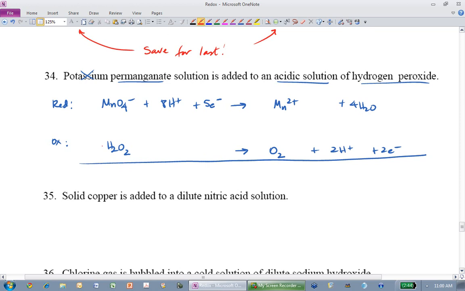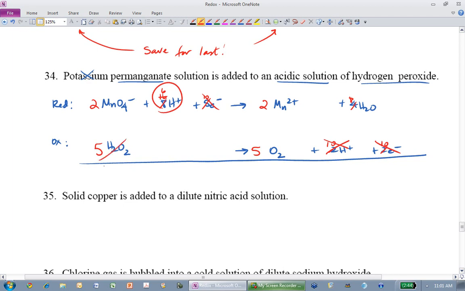So I need 5 of everything on the bottom, so I can get to 10. So I can double everything on the top and get to 10 electrons, that is. And do some cleanup work. Scratch off, scratch off. That was the whole point. H+. I can get rid of all 10 of these, leaving 6 of these. And I like to circle them so I don't miss them.